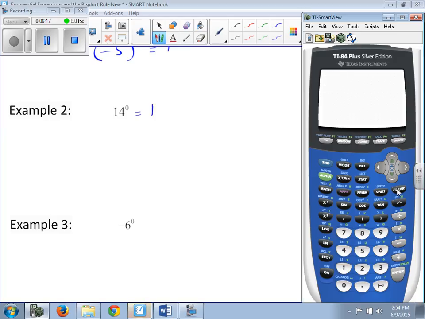All right, let's go on to the third one. Negative 6 raised to the 0. Typing it in exactly as it's written, and that's negative 1.